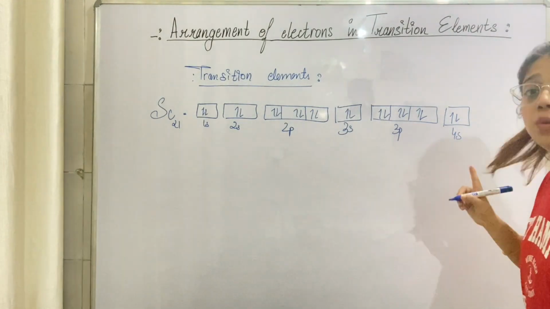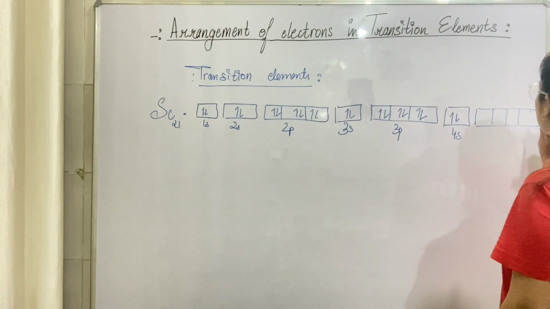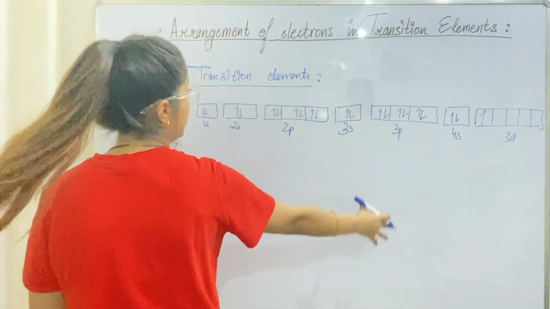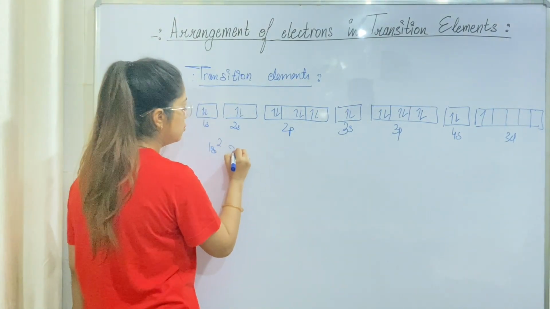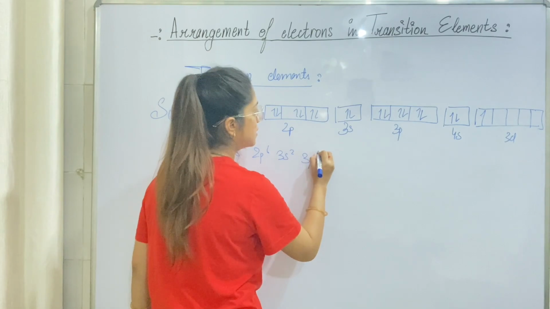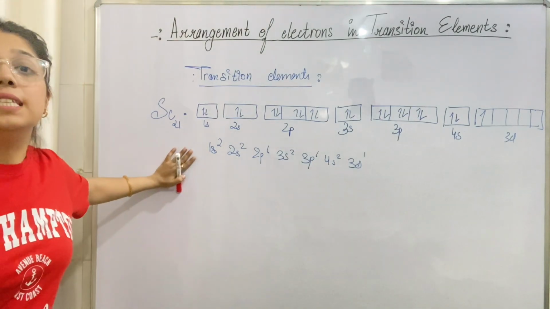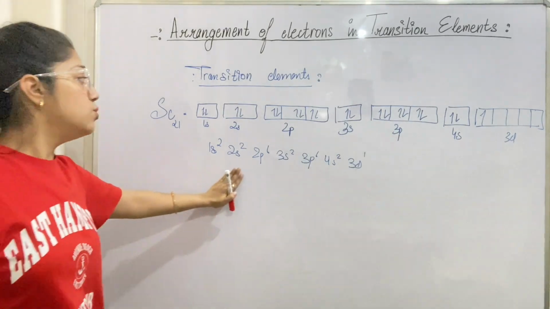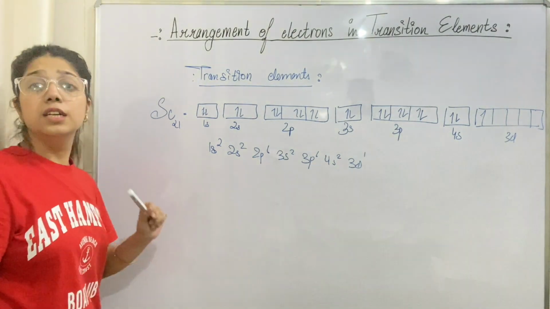So 4s will have 2 and then the electron will go in 3d. So the 3d orbital. Then the electron will go to the 3d orbital. I hope this is clear to all of you. We can write the configuration as 1s2, 2s2, 2p6, 3s2, 3p6, 4s2, 3d1 for scandium. This is the electronic configuration of the first transition element, that is scandium. I hope this is clear to all of you.